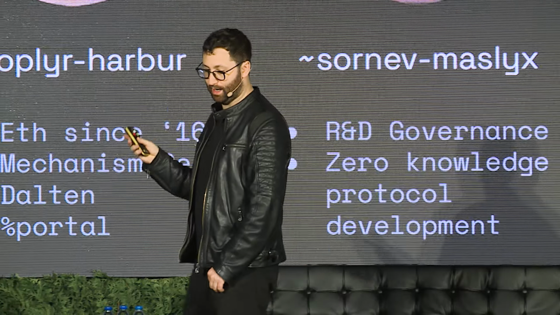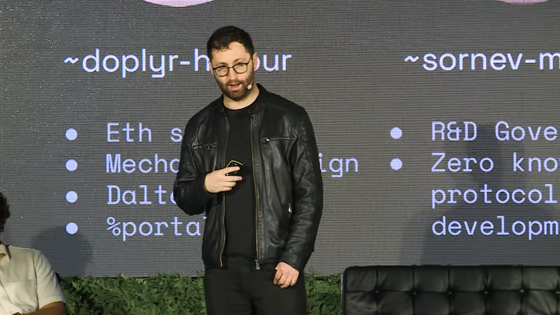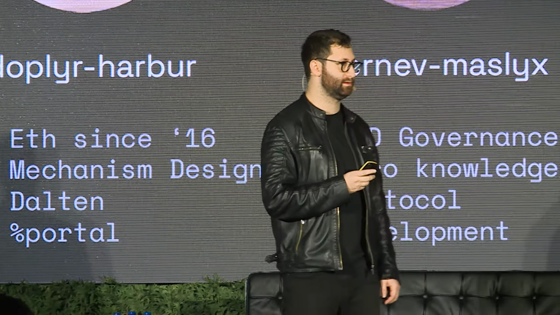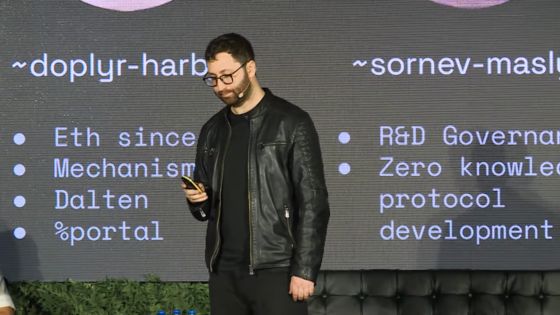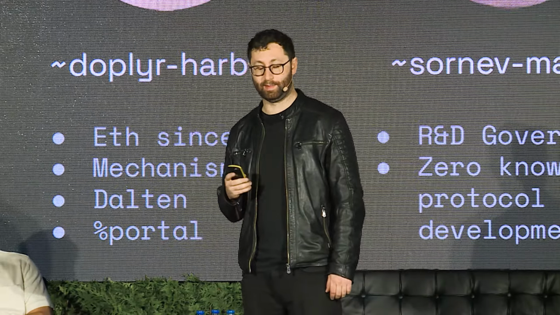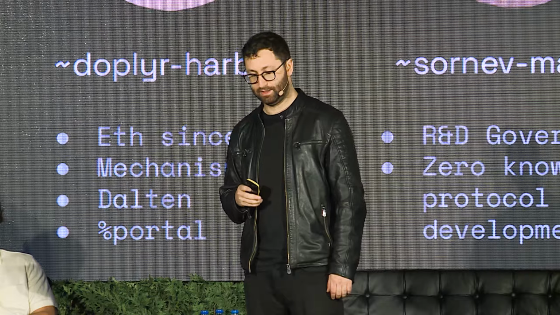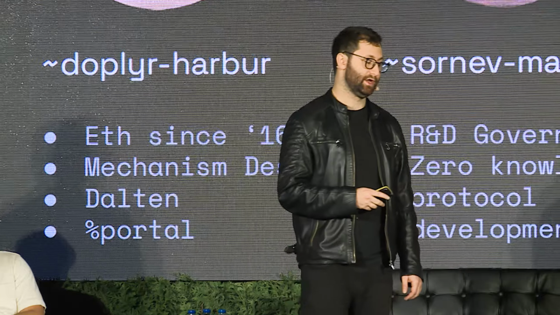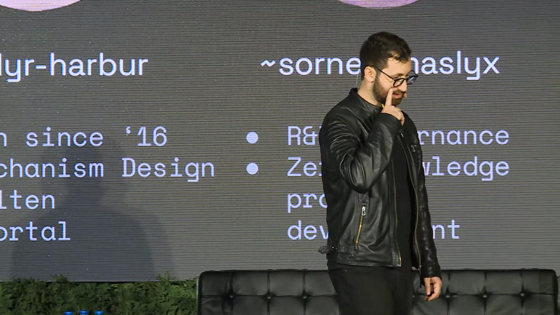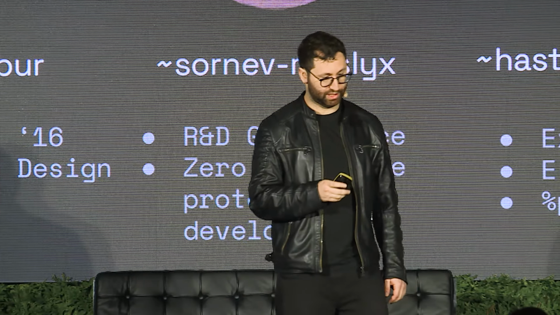And so our team, me, doplyr-harbur, Seth, I came into Urbit through the crypto space. I was doing sort of mechanism design, protocol architecture, and smart contract development, and generally building things in Web3 since 16. When I joined the network, Urbit, in 2019, I started hanging out with the guys at Dalton Collective, and eventually got kind of deeper into Urbit and built a portal earlier this year.